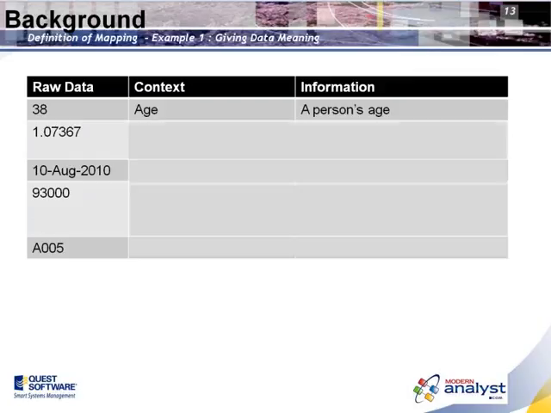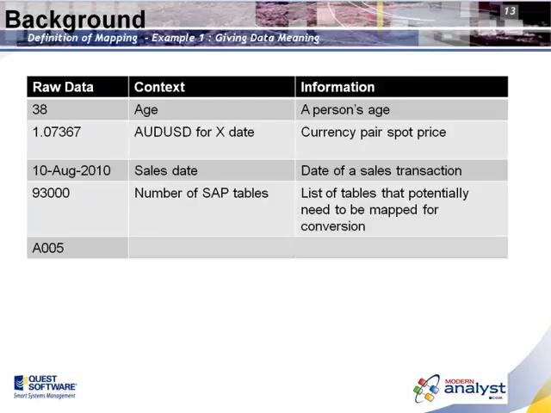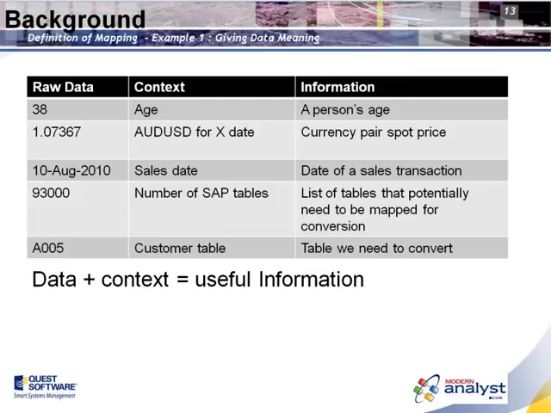So here we have the same raw data, and the 38 can become a person's age. The float becomes a currency's fair pot price. The date is a date of a sales transaction. 93,000 is the number of tables that we have to map for the conversion. The alphanumeric is a table we have to convert. So data plus context equals useful information. Now the question is, useful to who and to what and at which level?